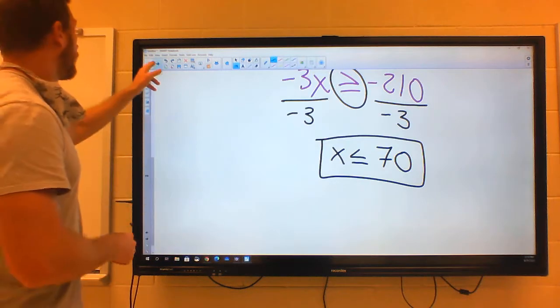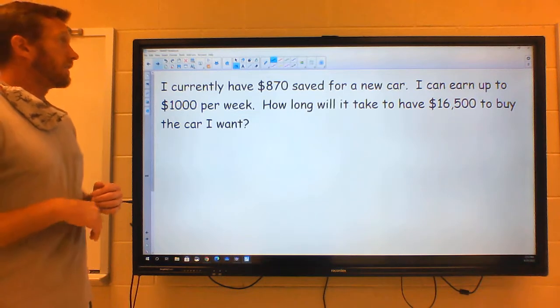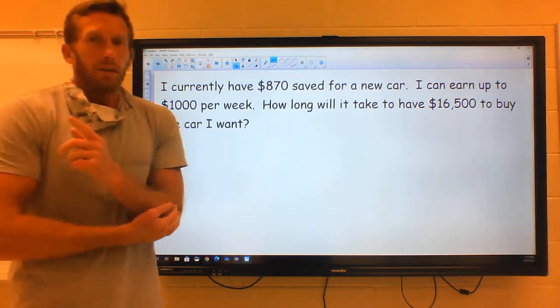Might want to watch through this again. Okay, now let's look at another problem. I currently have $870 saved for a new car. I can earn up to $1,000 per week. Okay, that's a little misleading.